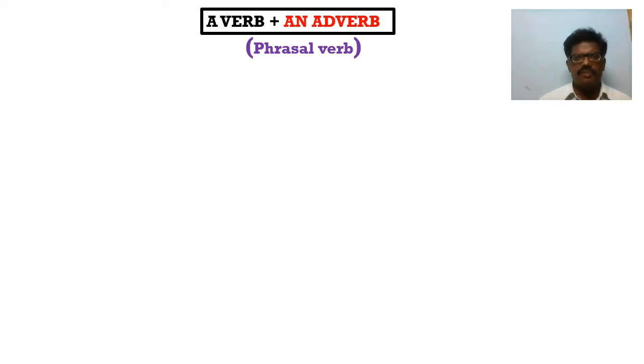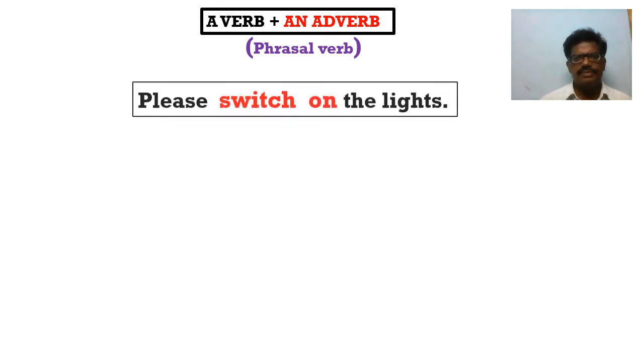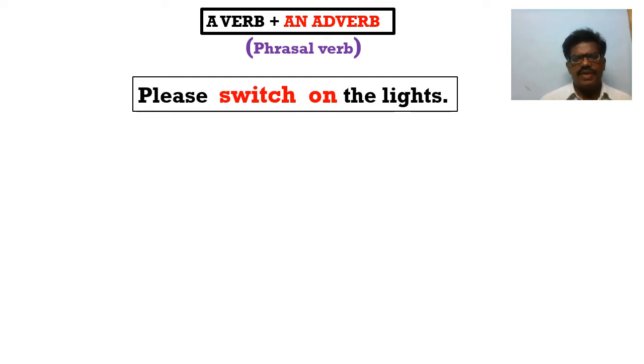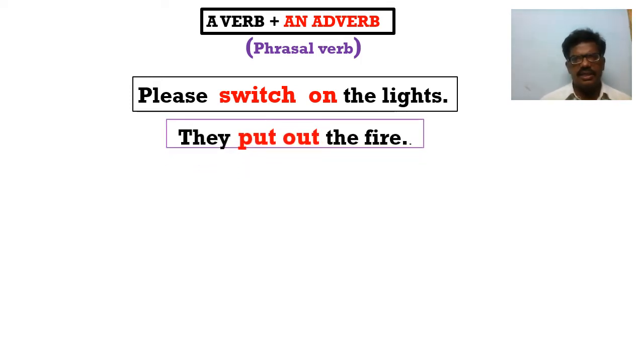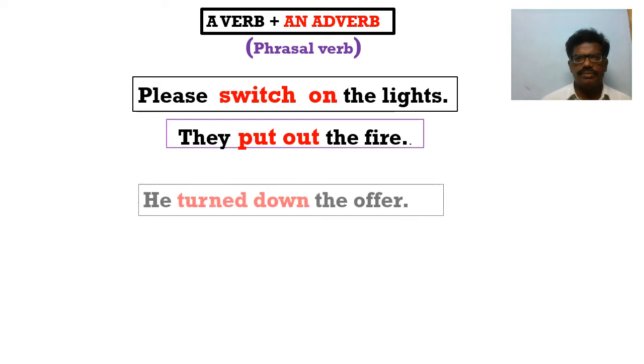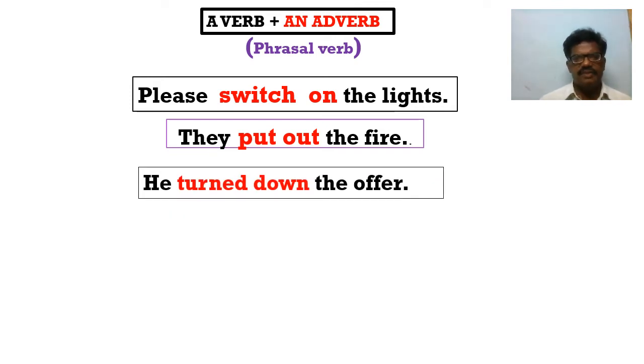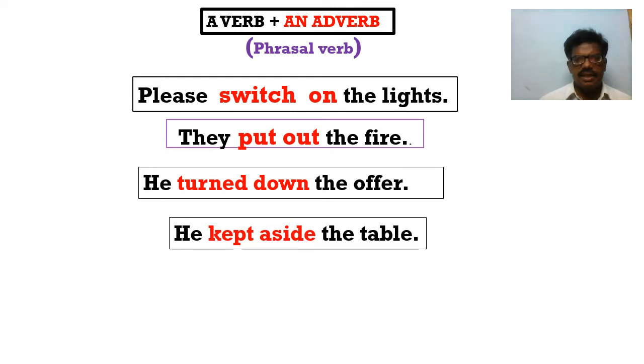Let us see some more examples for the first form of phrasal verb, that is verb plus an adverb. In this example, the phrasal verb switch on is formed with a verb switch plus an adverb on. In this sentence, the phrasal verb put out is formed with the verb put plus an adverb out. In this sentence, the phrasal verb turn down is formed with the verb turned plus an adverb down. In this sentence, the phrasal verb is formed with the verb kept plus an adverb aside.